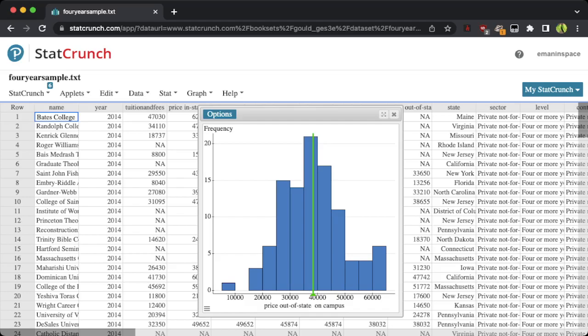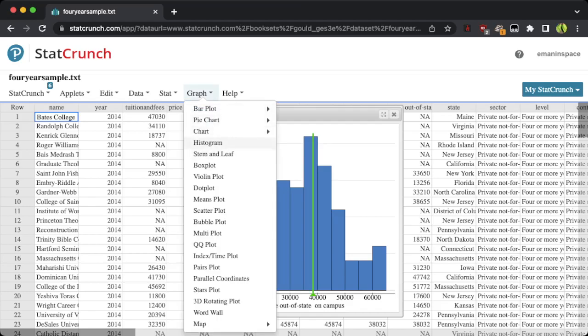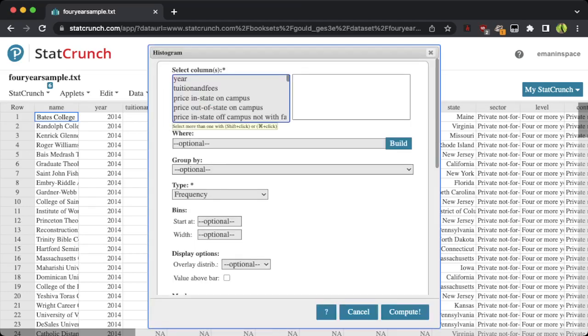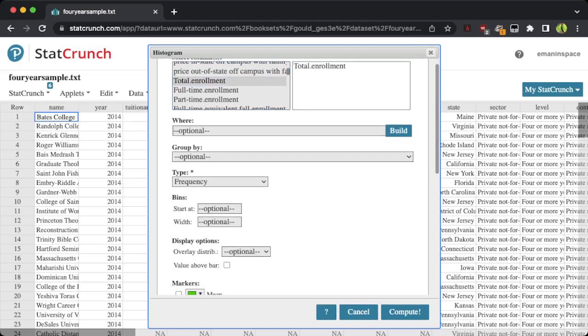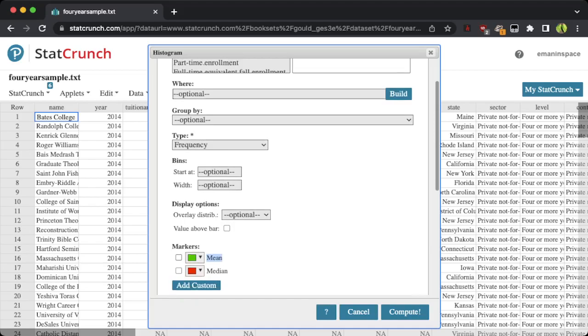What's nice about this is that it's a symmetric distribution. The high point is in the middle and the right tail is about the length of the left tail. The mean is right about in the middle, which is good. Now let's look at a different graph. Let's go to histogram, and for our variable we select total enrollment. We're going to look at how many people are enrolled at these different universities, and we're going to put the mean marker.